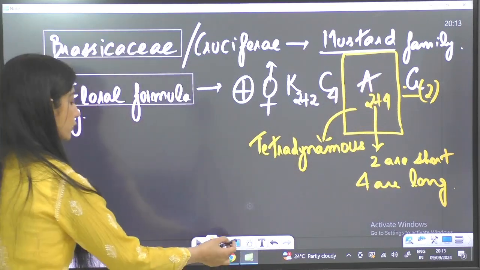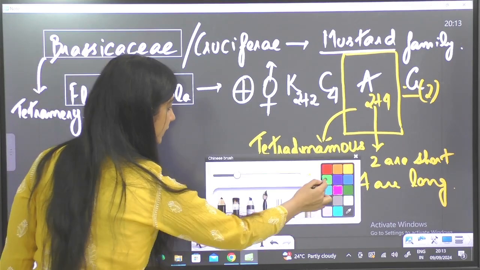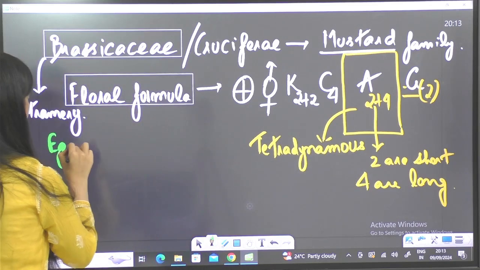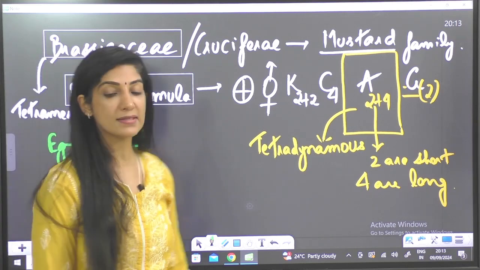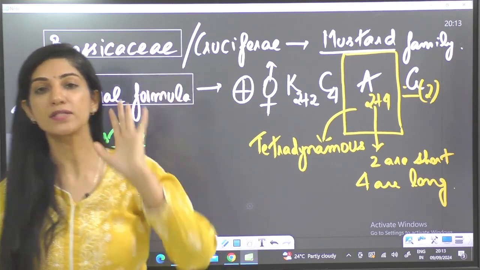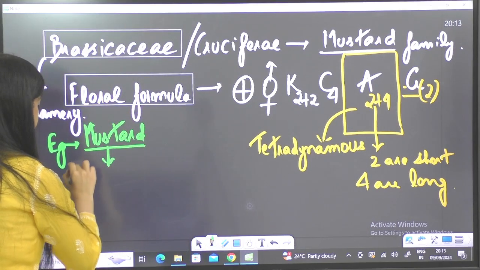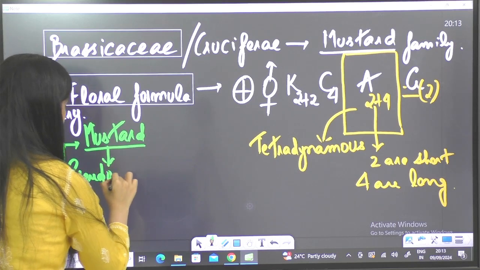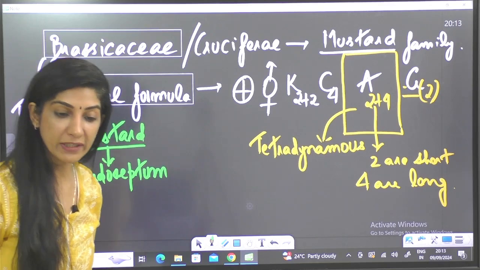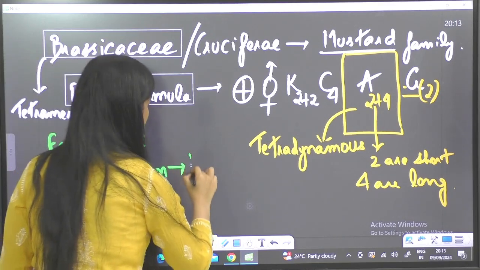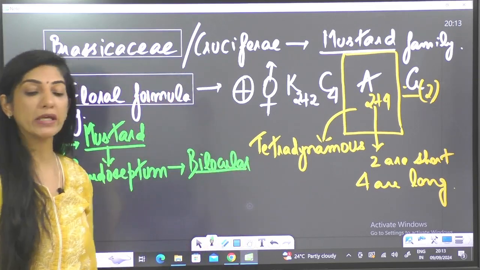What is the economic importance of this family? What are the examples which are famous in this family? Let's write them. In this family, the most important example is mustard. Now why is mustard very important? In your NCERT, in the topic of placentation, you see that they have written that in mustard, a false septum or pseudoseptum makes the ovary, not permanently but for some time, bilocular. Otherwise you will see parietal placentation and unilocular ovary.